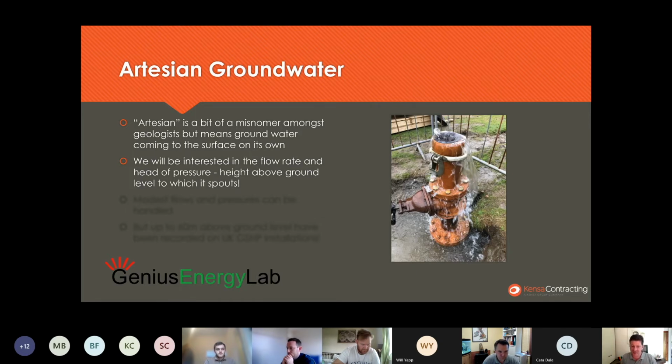Now you can imagine if you've got high pressure and lots of water coming out of the ground, that could not only be difficult to manage from a drilling and an installation point of view, but it could also be quite dangerous.